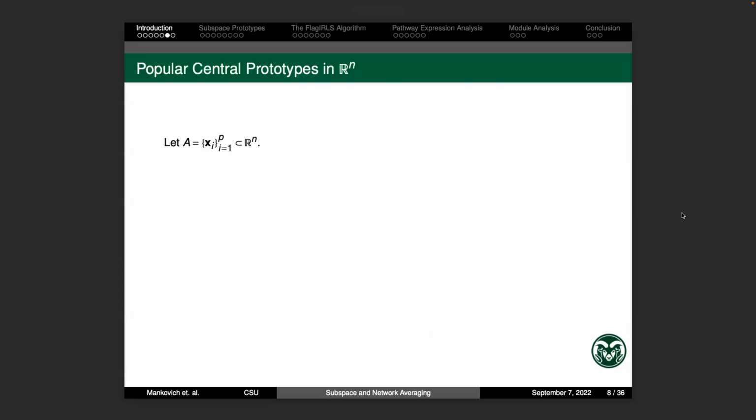So let's up n dimensions here. So rather than working in the real numbers, let's work in the n-dimensional real numbers and take a set of points, p of them, that all live in R^n. We're going to call this set of points A. And now we're going to do central prototypes of this set of points. So no longer a continuous probability distribution, we're going with discrete, and its support is over R^n.